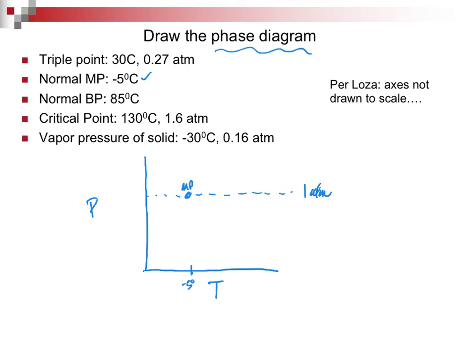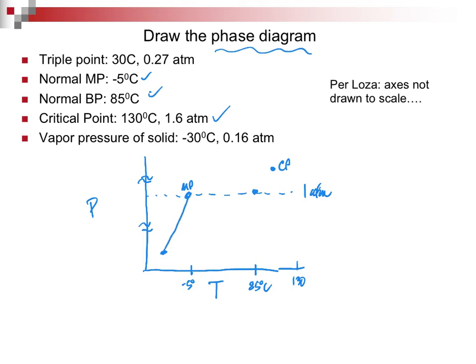It's at -5. Let's put our normal boiling point. It says that it is at 85 degrees centigrade. Again, I don't worry about the scale. I just want to get you an idea of how they make these things. The critical point, it says it is at 130. And it is at 1.6 atmospheres. So I'm just going to put a line right here, and it's not going to be to scale, but I'll say that this is the critical point. And then the other point I want to put on here is the vapor pressure of the solid. At -30, again, we'll change the scale, it is 0.16 atmosphere.